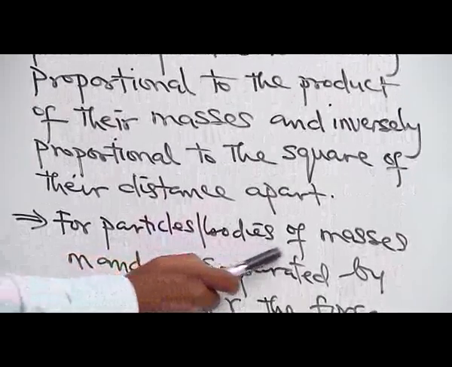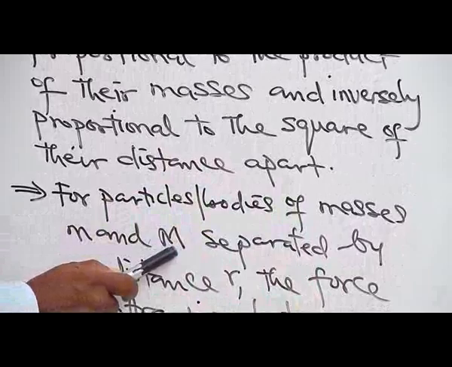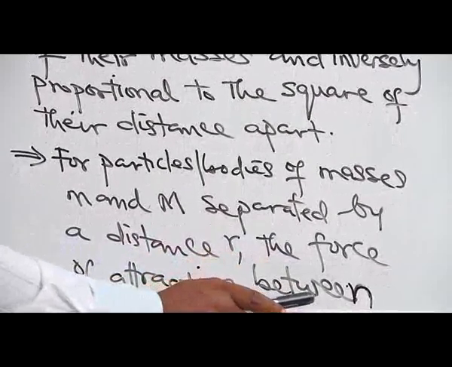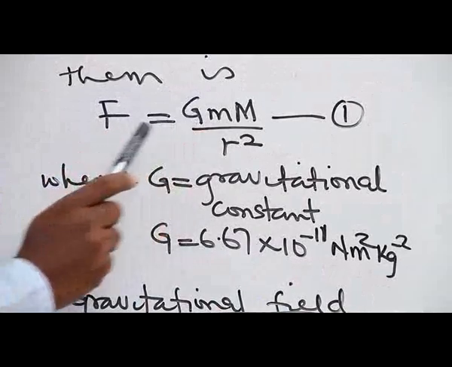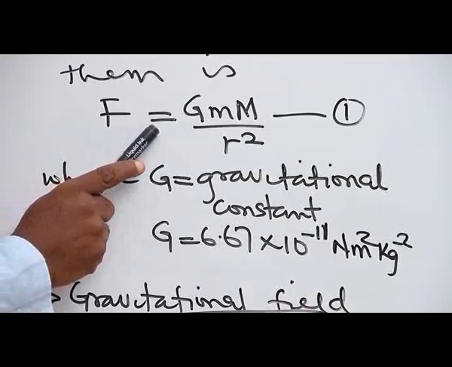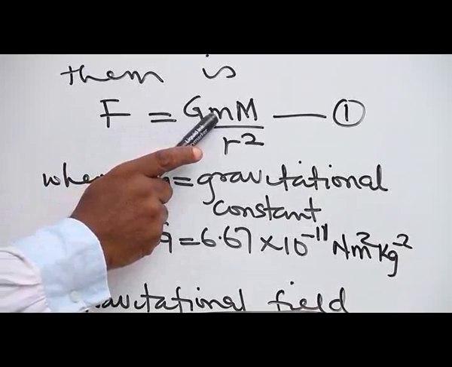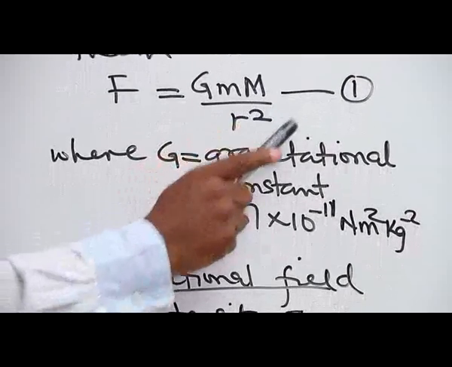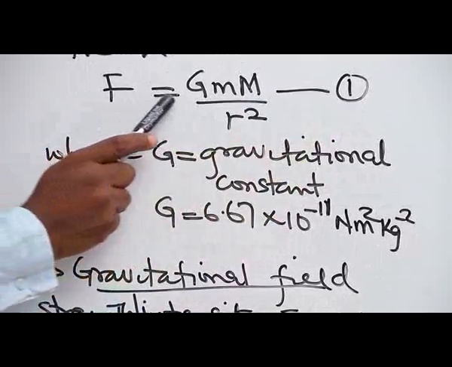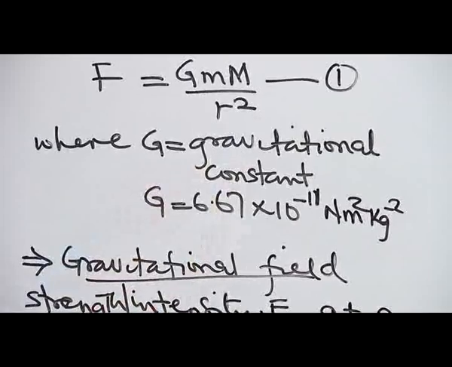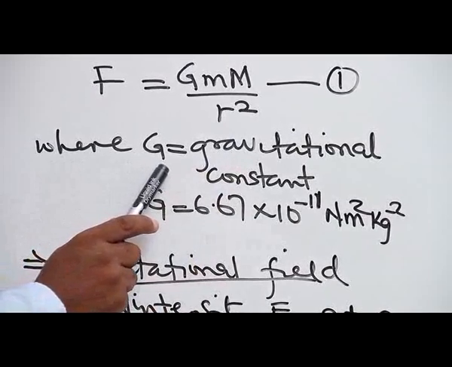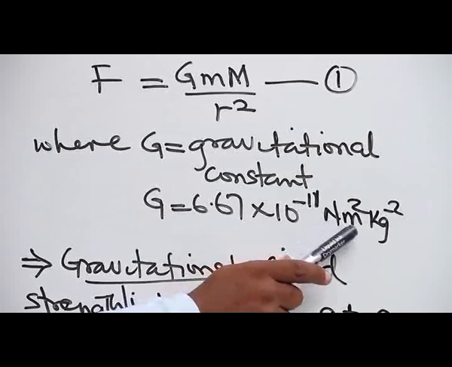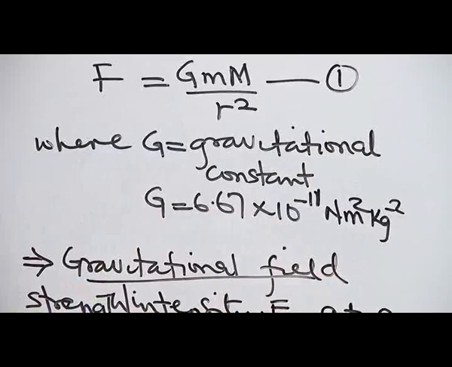For particles or bodies of masses m and capital M separated by a distance r, the force of attraction between them, force F, is equal to the gravitational constant times the product of the masses m and capital M divided by the distance between them squared. This is equation 1. That is F equals G small m capital M divided by r squared. The gravitational constant is given as 6.67 times 10 raised to power minus 11 newton meter squared per kilogram squared.